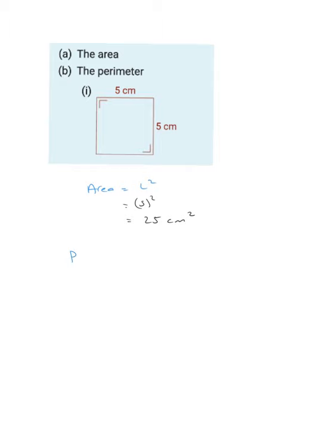Next one they want is the perimeter. So the perimeter of a square is 4L.